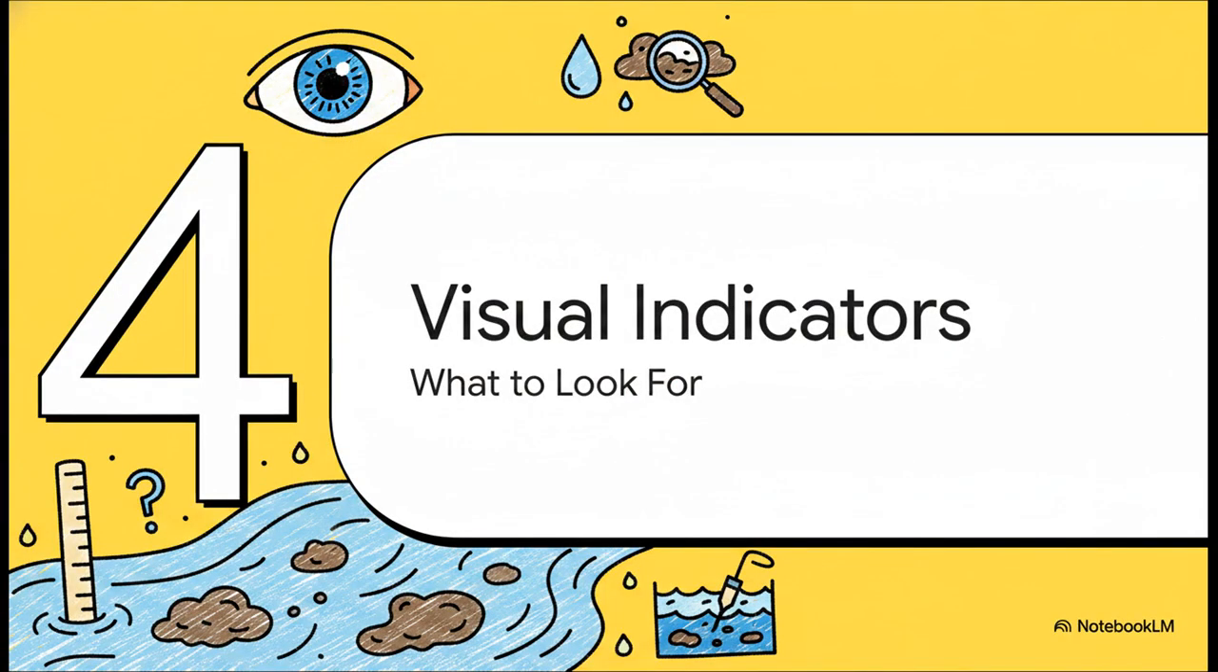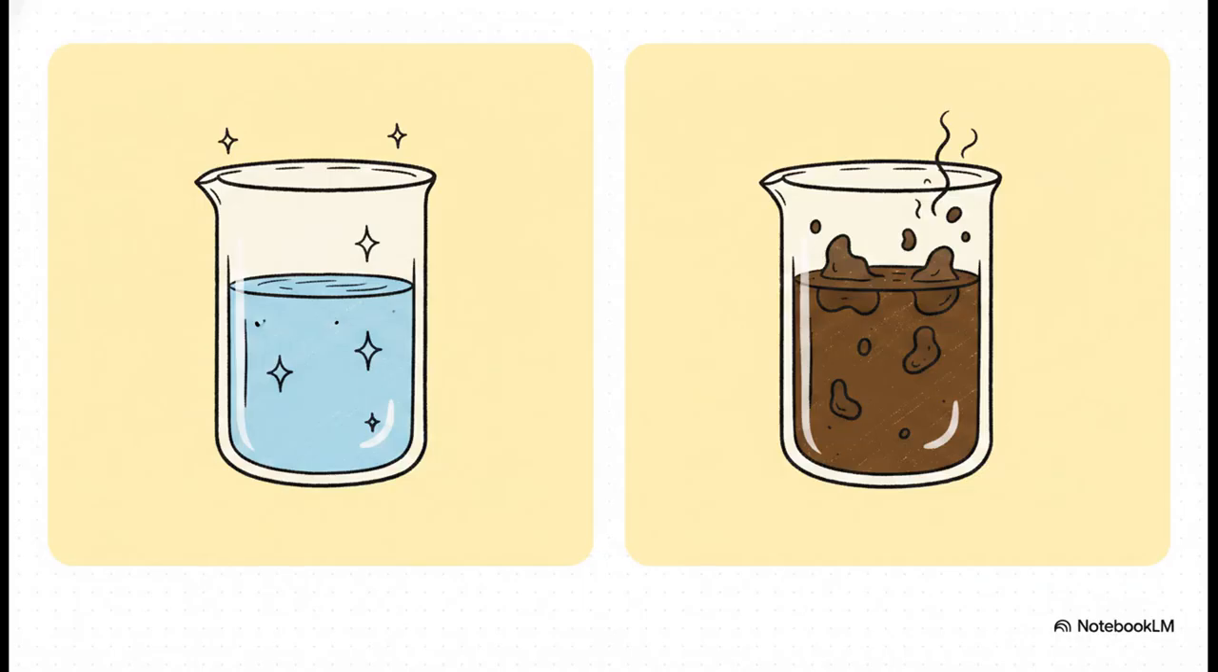Let's look at Section 4, recording visual pollution indicators, and what exactly to look for. Now, your meter gives you a hard number, sure, but your eyes, they're your very first line of defense. A compliant discharge is unmistakable because it is uncontaminated and crystal clear. A problematic discharge, on the other hand, stands out like a sore thumb. We're talking murky water, strange smells, or really obvious suspended solids floating around.